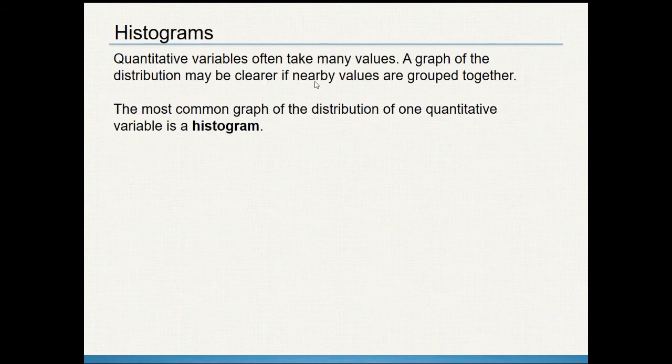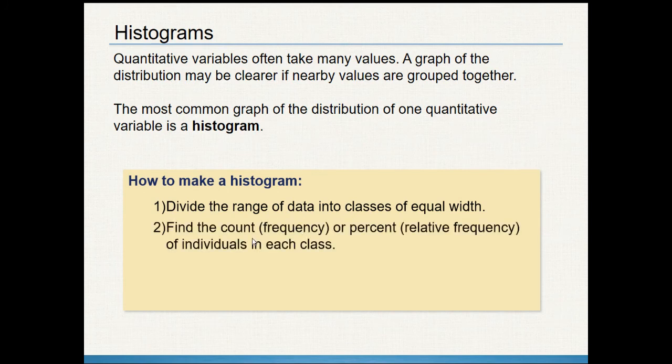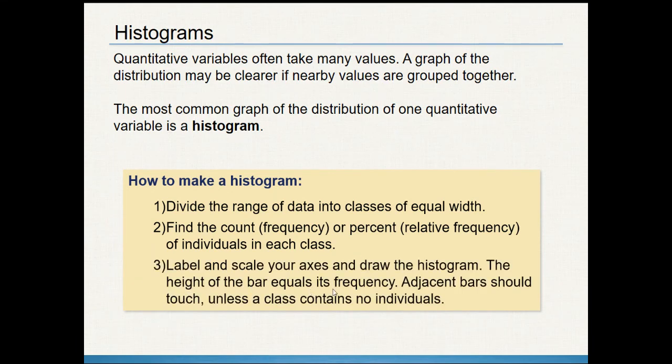All right, quantitative variables often take many values. A graph of a distribution may be clearer if nearby values are grouped together. The most common graph of the distribution of one quantitative variable is a histogram. How do we make that? We divide the range of data into classes of equal width. We find the count, frequency, or percent relative frequency of individuals in each class. We label and scale the axes and draw the histogram. The height of the bar equals its frequency. Adjacent bars should touch unless a class contains no individuals.